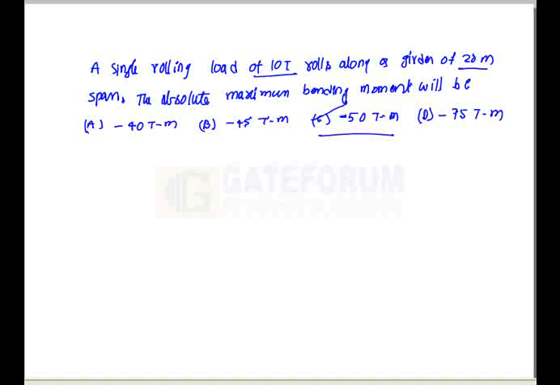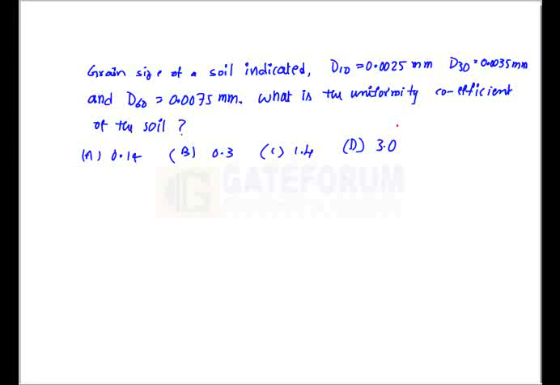It is in negative direction, so minus symbol is going to be there. Option C is correct. So in this problem, we have to find out the uniformity coefficient of the soil. What is uniformity coefficient? Cu we can represent. It is going to be D60 by D10.